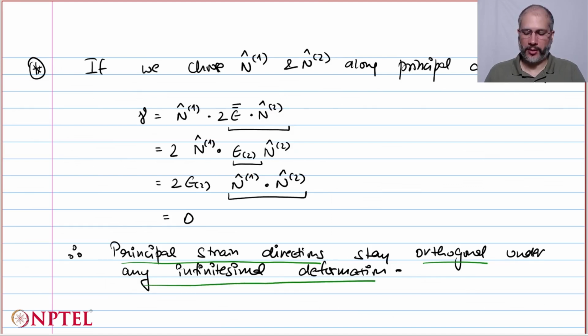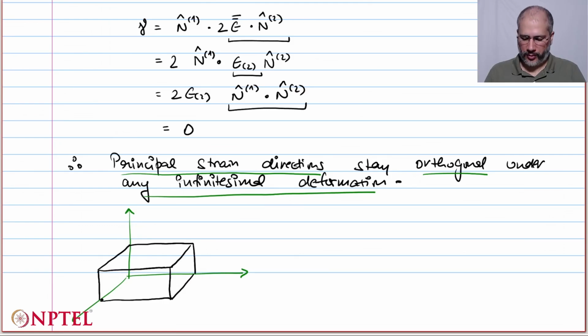Now that's very interesting. So let us say that we are working in the principal coordinate system this time, and we choose a cube element which has sides which are given by the lengths d. This is dX2, this is dX1, and this is dX3.